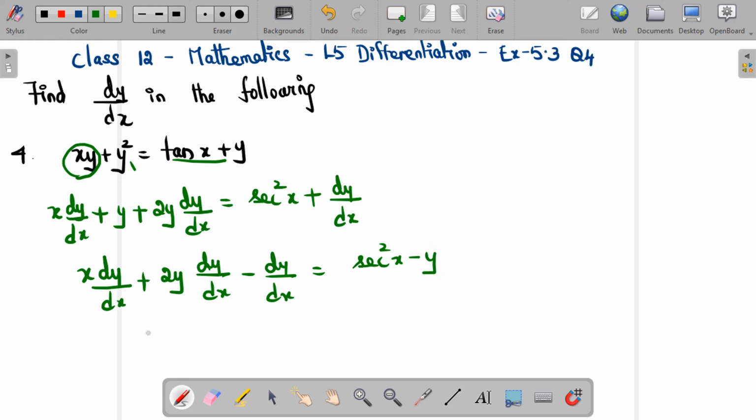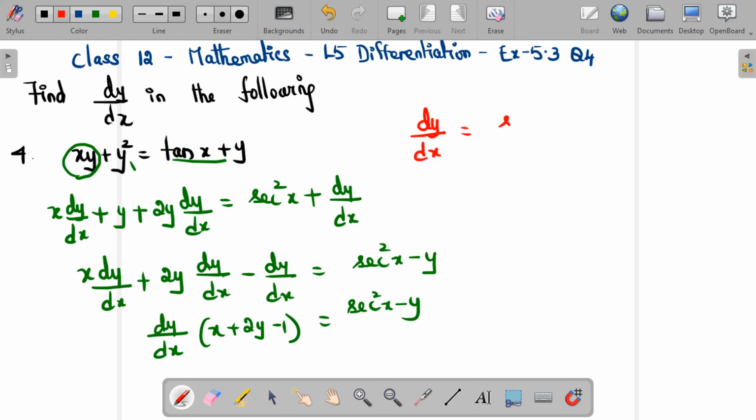Now I'm going to collect the dy by dx outside. So dy by dx into x plus 2y minus 1 is equal to secant squared x minus y. So finally we can write out the value. dy by dx is equal to secant squared x minus y, the whole thing divided by x plus 2y minus 1.